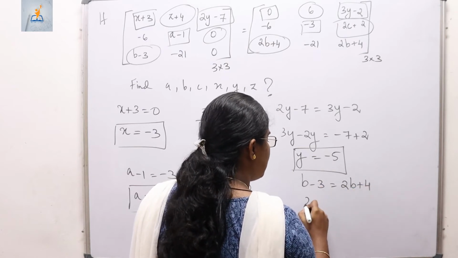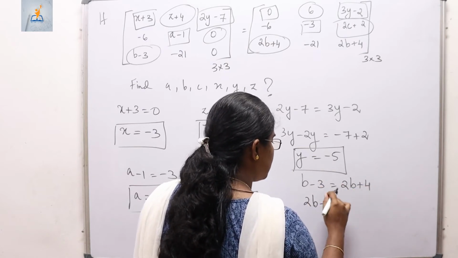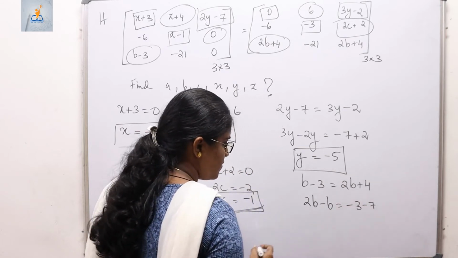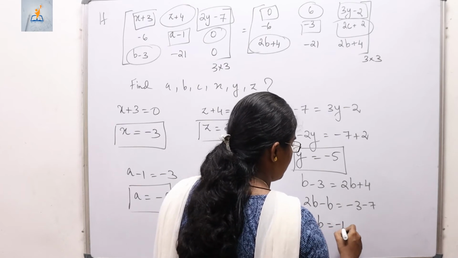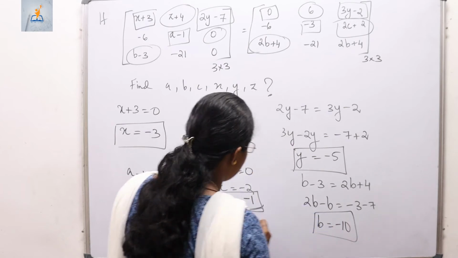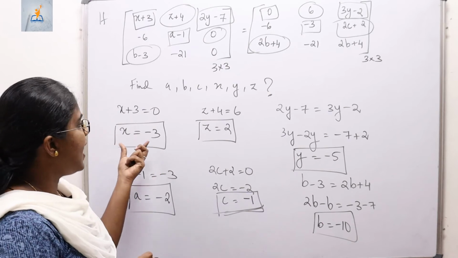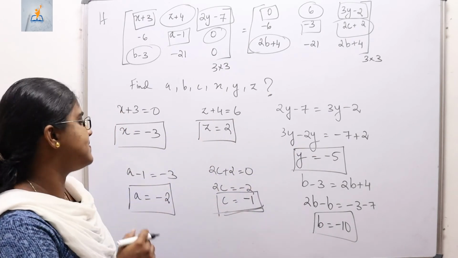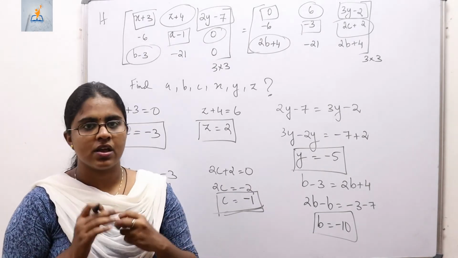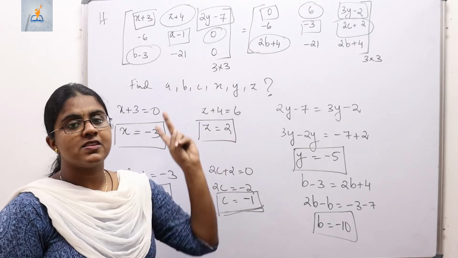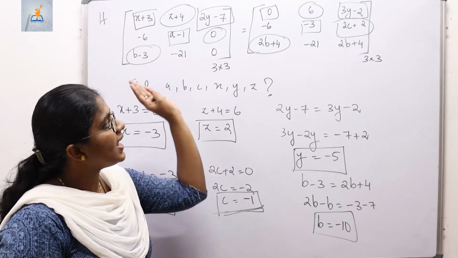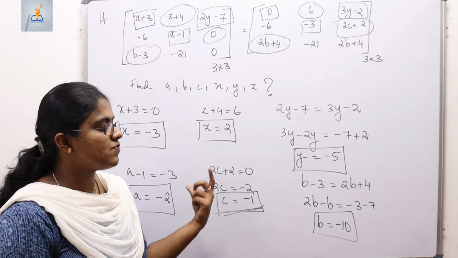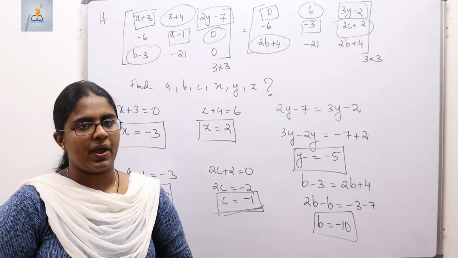Again 2b minus b is equal to minus 3 minus 7. So we have b is equal to minus 10. So hence we found the values of x, y, z, a, b and c. So this is the solution for this question. Since the matrices were given equal, we can equate the corresponding elements of both the matrices and hence we found the values of the required variables.